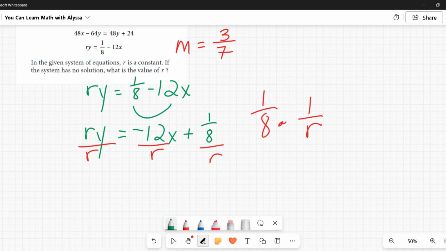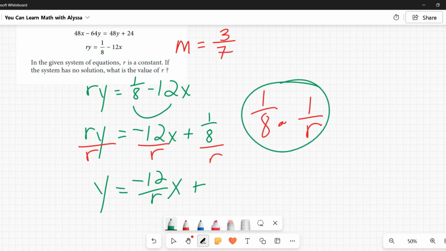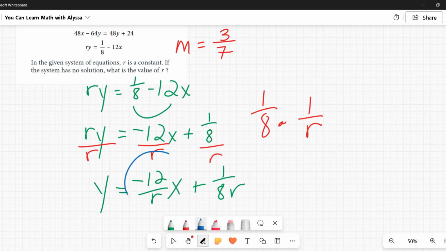Okay, so back to our equation here. r times y, and then I divide it by r. So on the left, I just have y. On the right, I have negative 12 over r x plus, as I said, 1 over 8 times 1 over r, so 1 over 8r. But again, the y-intercept doesn't matter. I don't care about it. All I care about is my slope. And I know now that the slope of my second line is negative 12 over r.